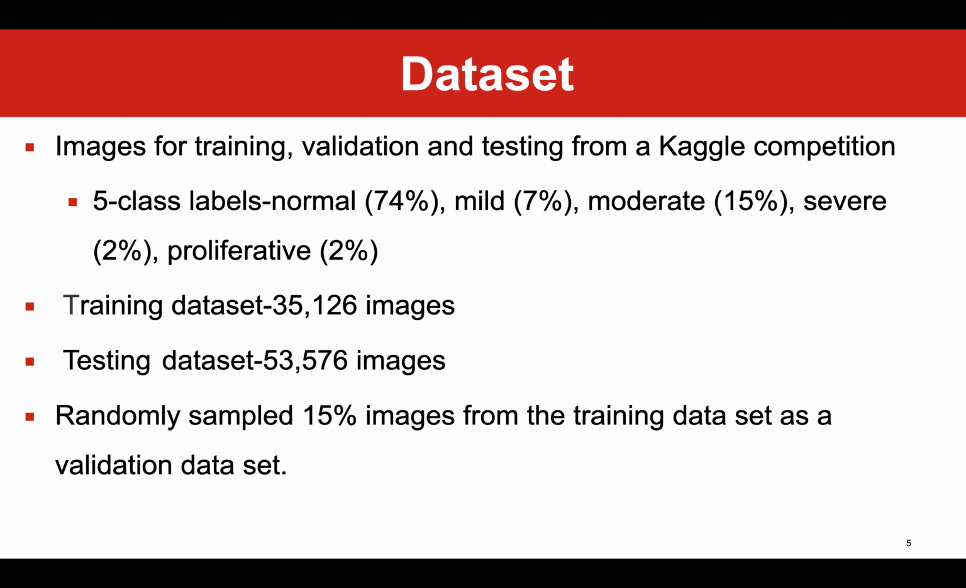More about the dataset, as mentioned before, the images for training, validation, and testing were from a Kaggle public access competition, and the label set breakdown was 5 class labels: normal 74%, mild 7%, moderate 15%, severe 2%, and proliferative 2%. As mentioned before, there were 35,126 images in the training dataset and 53,576 images in the testing dataset. We randomly sampled 15% of the images from the training dataset as a validation dataset.